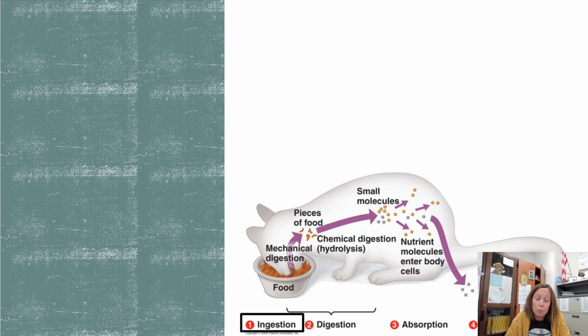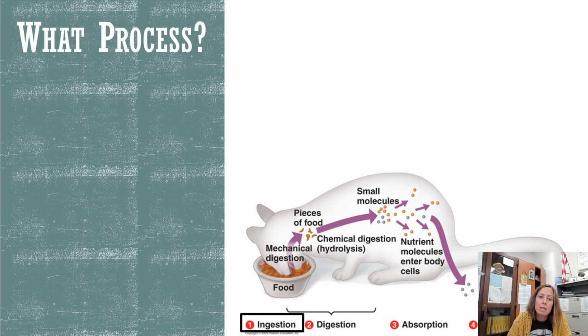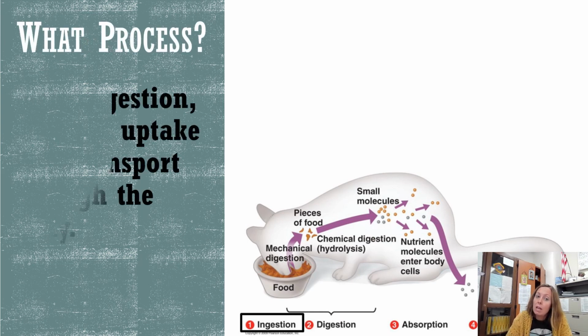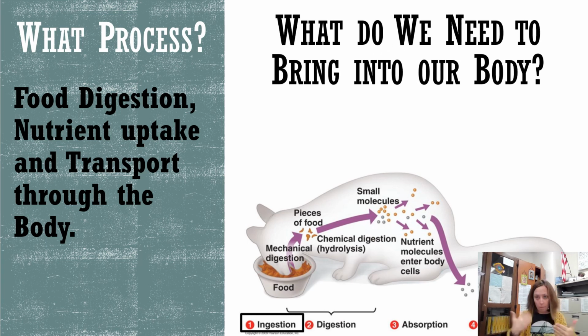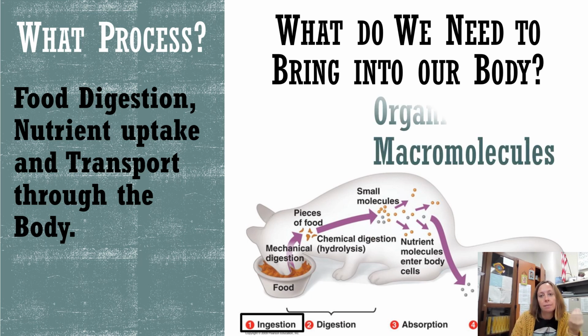So when we go through this stuff, we're talking about specific processes that organisms do to stay alive. This week, the process we're talking about is food digestion, nutrient uptake, and transport through the body. What we need to bring into our bodies are our organic macromolecules, okay? And we'll go through where those are found in a second.